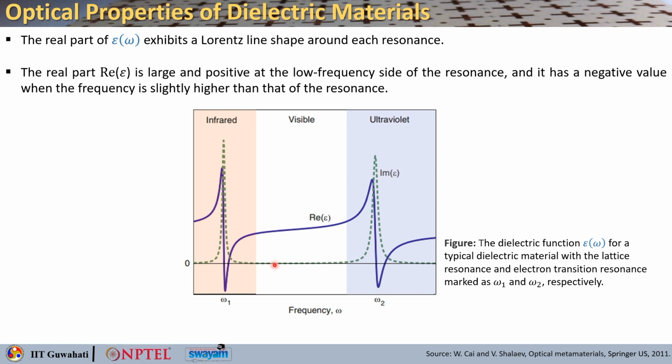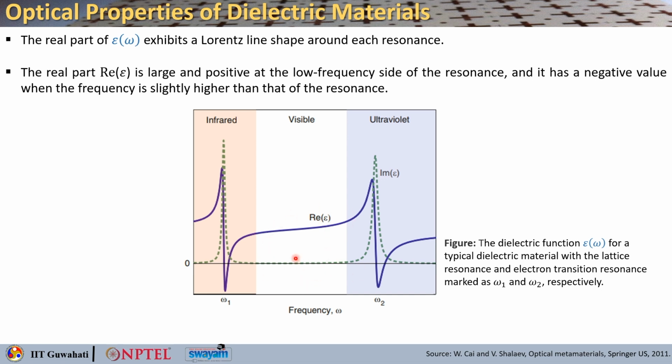visible range where the red dashed line, which represents the absorption, or that is basically representing the imaginary part of the permittivity, is almost 0 or negligible. So, you just have the real part dominating the permittivity in the visible range, right.